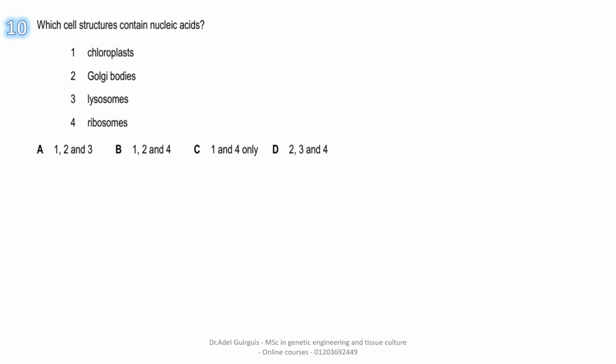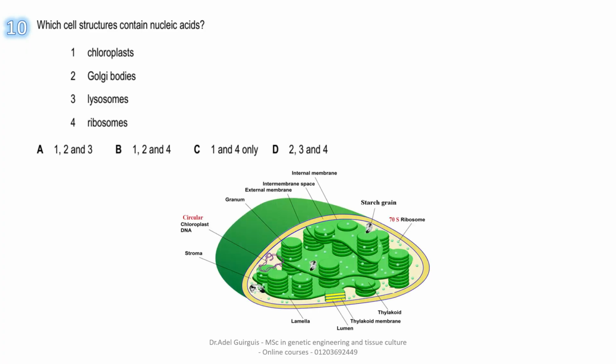Number 10. Which cell structures contain nucleic acids? Chloroplast, Golgi bodies, lysosomes, ribosomes. Look, chloroplast contains what? Circular DNA. So number 1 is right.